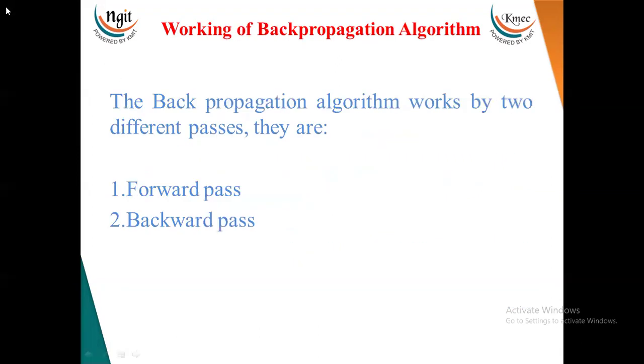Now, what is the working principle of backpropagation? We have two passes, one is the forward pass and one is the backward pass. The forward pass we have seen: whenever you move from one layer to another layer, it is the forward pass. When there is an error between the target output and the actual output, we move backward. That is the backward pass. These two combined give us backpropagation.